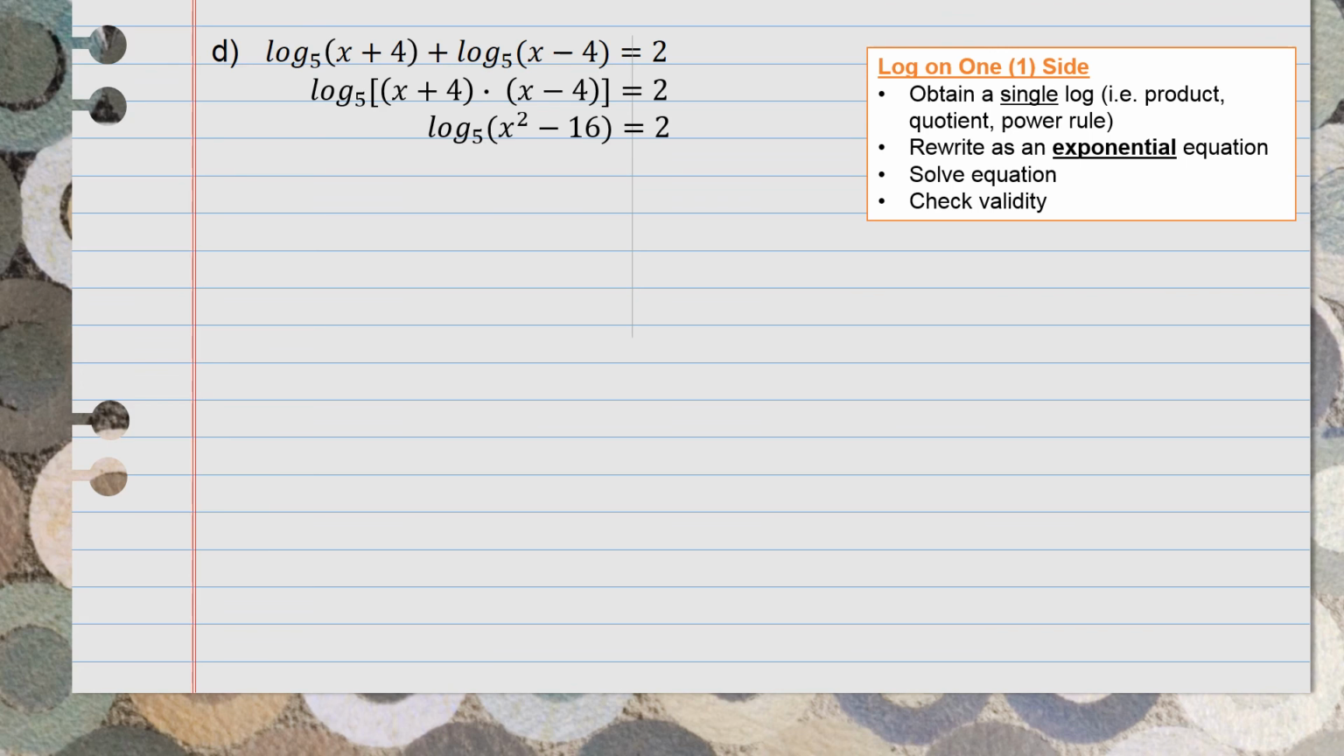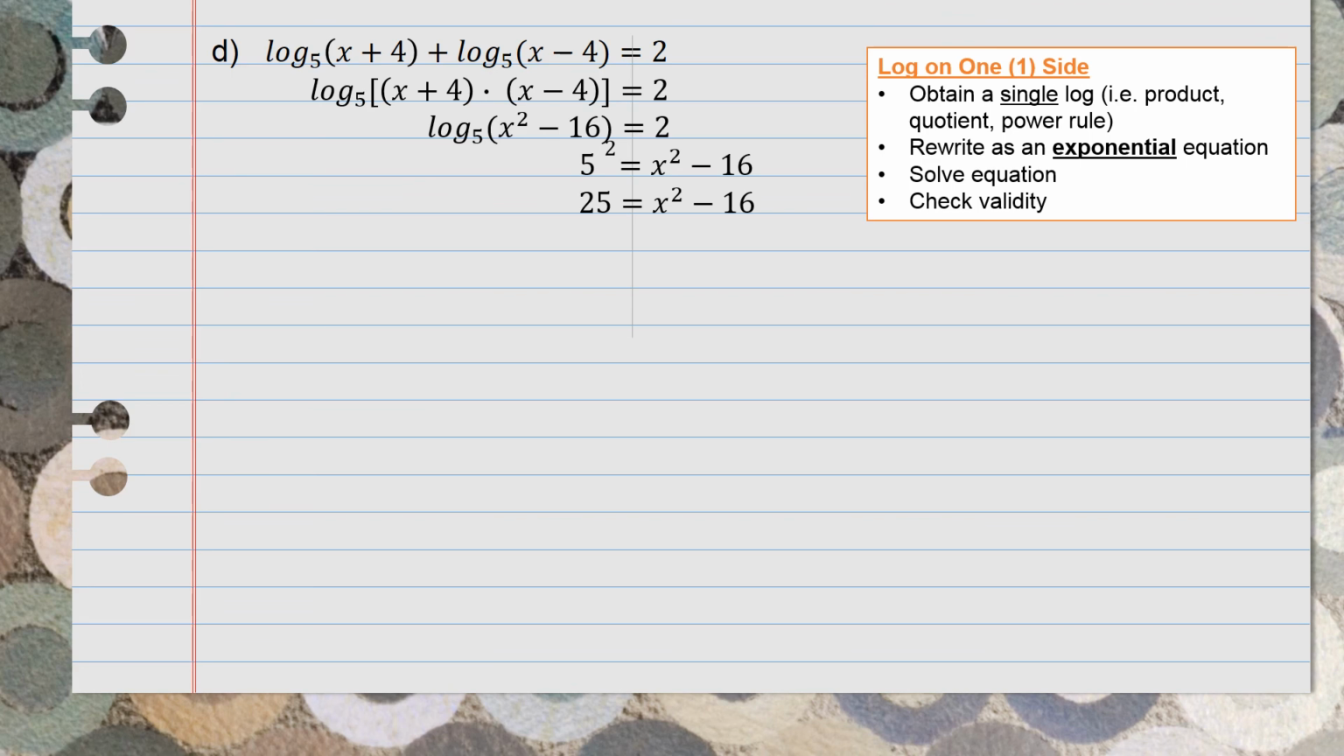So we now have a single log on the left side in the form of log base 5 of x squared minus 16 equals 2. Now we're moving on to the next step, which is to write it as an exponential equation. Since we had a base of 5, 5 raised to the power of 2 equals the result of x squared minus 16. Now 5 squared is something we can calculate. 5 squared is the same thing as 25. Now we're ready to solve this equation.